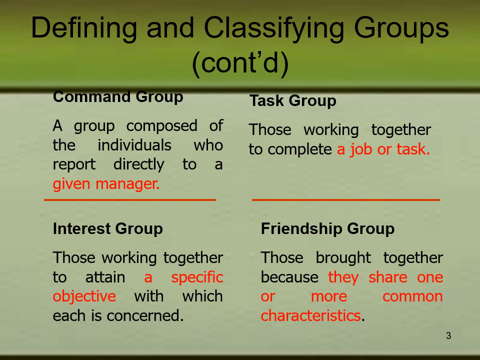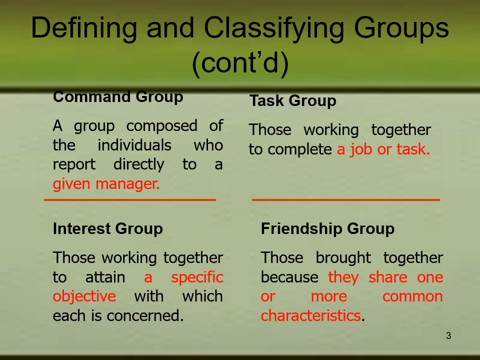Okay, and then next we go to the types or the classifications of informal group. First one is the interest group. It is the group whereby those working together to attain a specific objective with which each is concerned. In simple terms, an interest group is a group formed to achieve the same objective or the same interest. Interest here you can say as a hobby. People who have the same interest form a group. Itu dipanggil interest group.